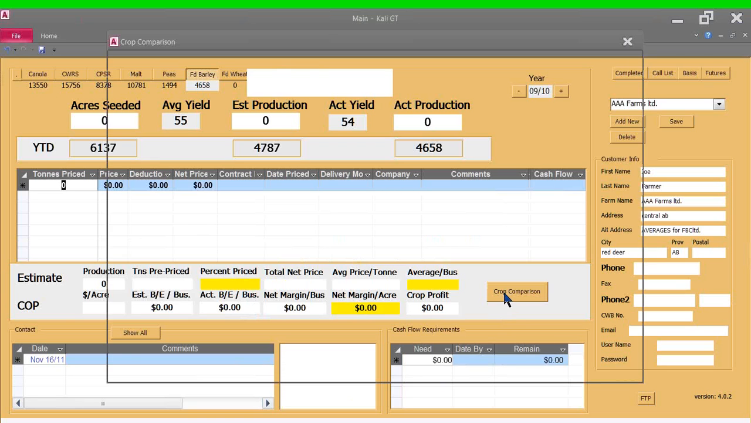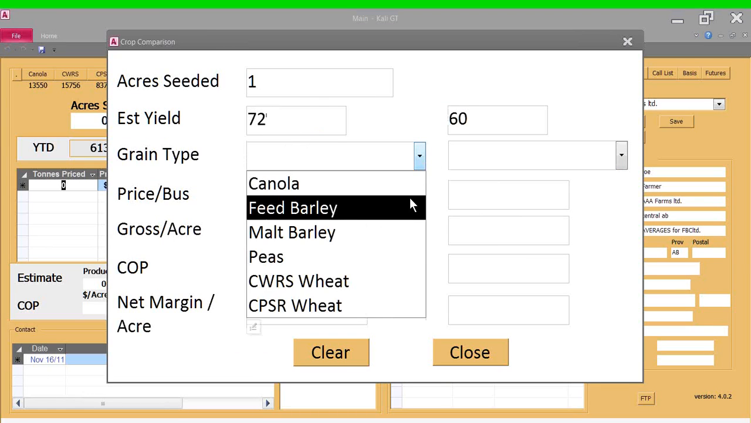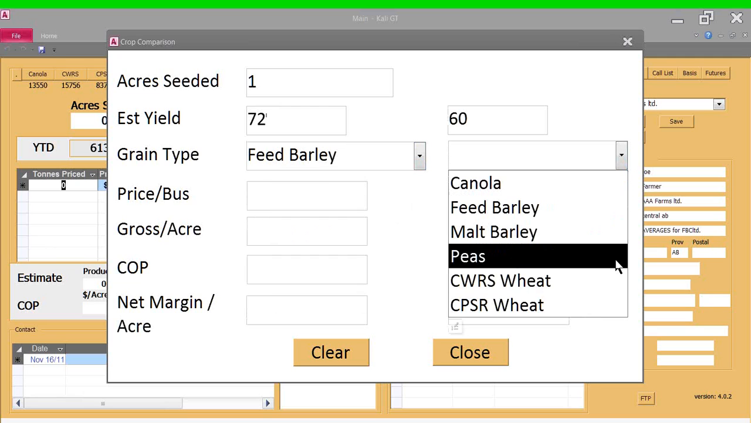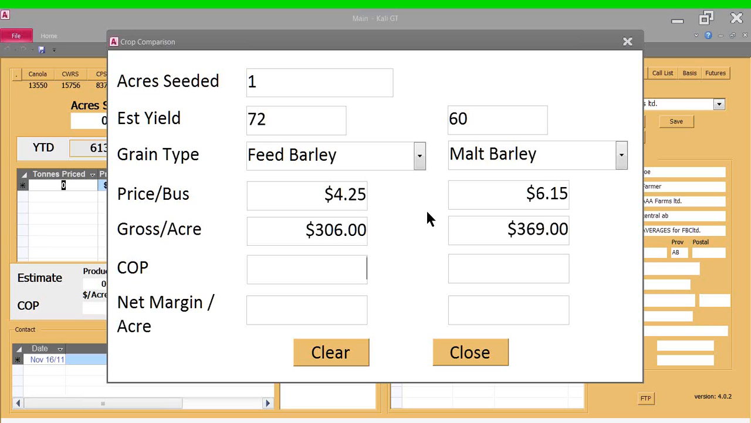Again, when it comes down to it, we do our crop comparison. We can plug in. It doesn't matter if we go 1 acre or anything. If we've got 72 and 60, feed, malt, price per bushel, and of course, I'll just use this year's prices. 425. I feel we'll get higher than that, but that's another webinar. This year, most of us are locked in at least about 615 for malt barley contracts.